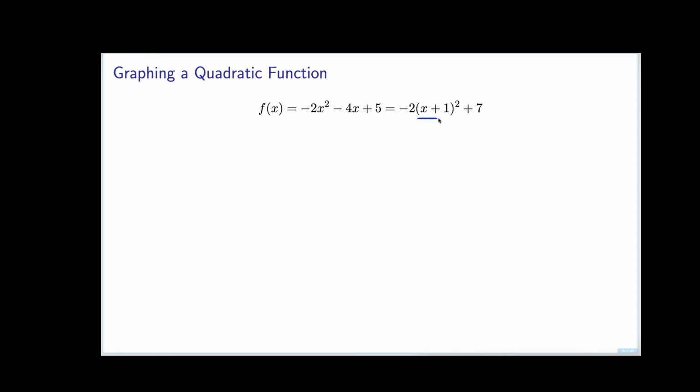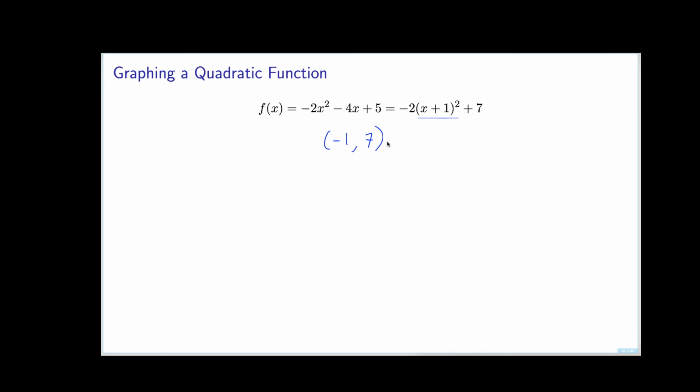Let's just look at this quantity (x plus 1) quantity squared. That quantity is always greater than or equal to 0 because it's an expression squared. It will equal 0 when x is equal to negative 1. So when x equals negative 1 is the x value of our vertex. So our vertex will be negative 1, comma, and then when x is negative 1, we get 7. So the vertex of this parabola is going to be (negative 1, 7).